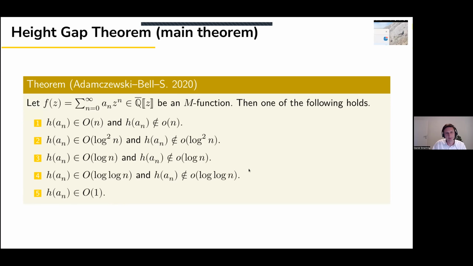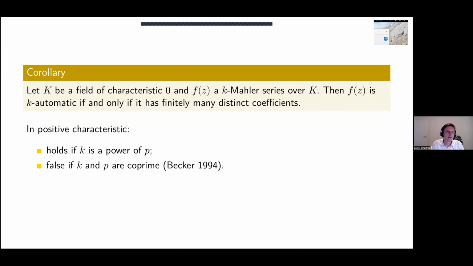And this is the main theorem of our paper. In particular, what you get as a consequence, if you have a field of characteristic 0 and a k-Mahler series over this field, then the sequence of coefficients is k-automatic if and only if there are finitely many distinct coefficients. So this answers this question: we knew k-regular plus finite implies k-automatic, and now we also know k-Mahler plus finite implies k-automatic. But this does not work in positive characteristic necessarily. This was already known by Becker.